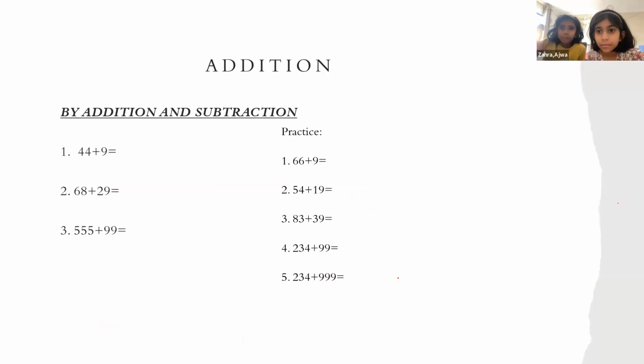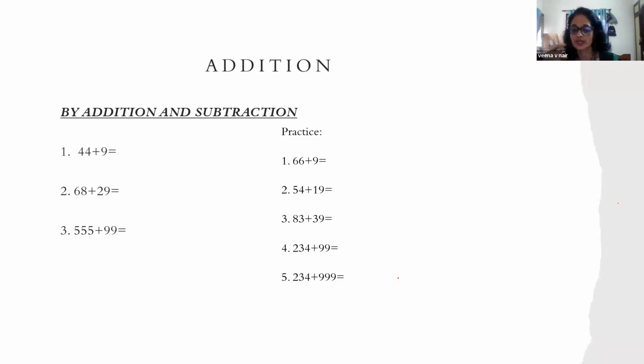Now, this is another technique. The same way we have used what is called looking for tens. We were searching for tens in the number and pairing it up and making our addition easy, right? Now, this is another method which is called by addition and subtraction. So we see this number 44 plus 9. 9 is close to which number? 10. And it is less than 10 by how many?